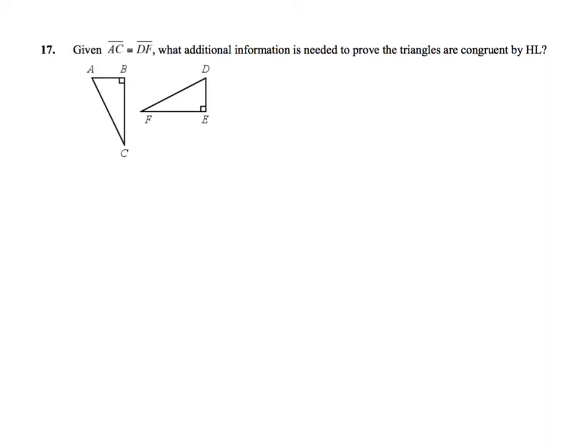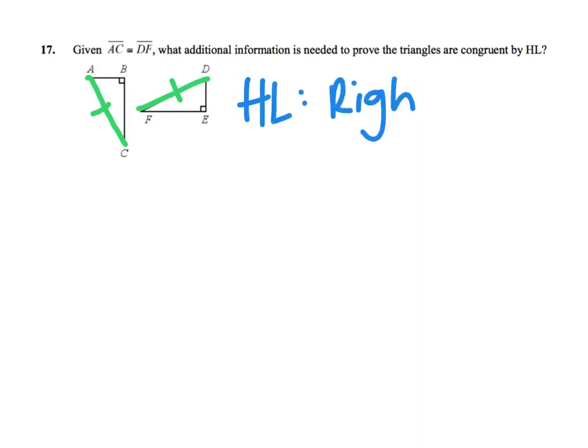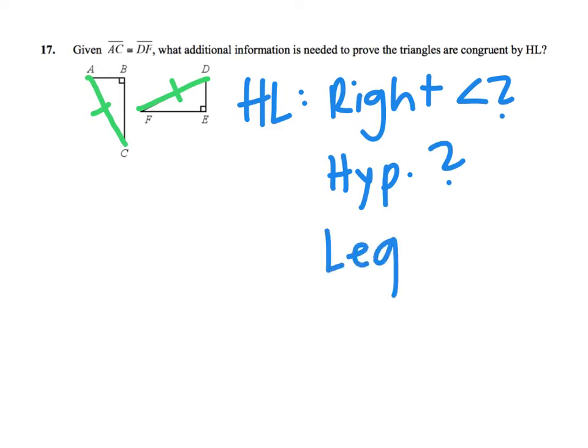Your next one says, given AC is congruent to DF, what additional information is needed to prove the triangles are congruent by hypotenuse leg? So they're telling me that AC, this side here, is congruent to DF, this one here, and we need to figure out what information we need. Remember, for hypotenuse leg, you need a right angle, you need a hypotenuse that's congruent, and you need a leg.